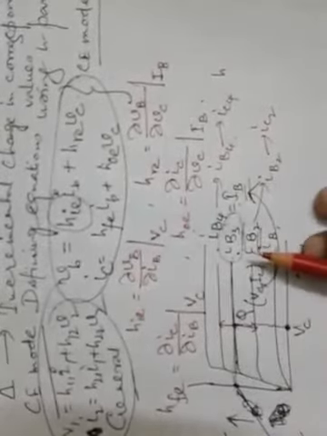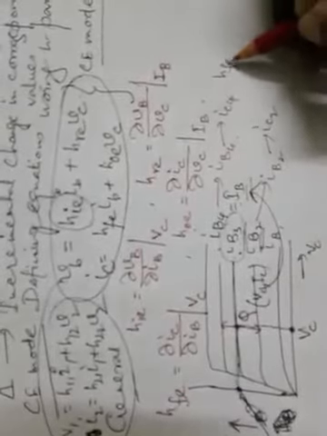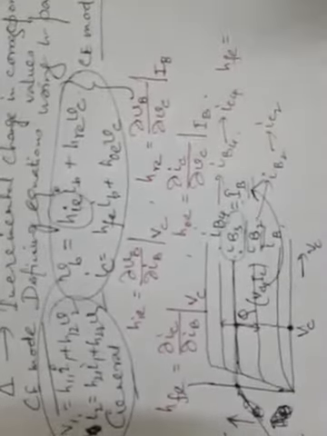So from these expressions we can find HFE. Suppose we need to find this HFE. How can this be found? With the help of this expression and this characteristic curve. This HFE can be written as HFE equals del IC by del IB.